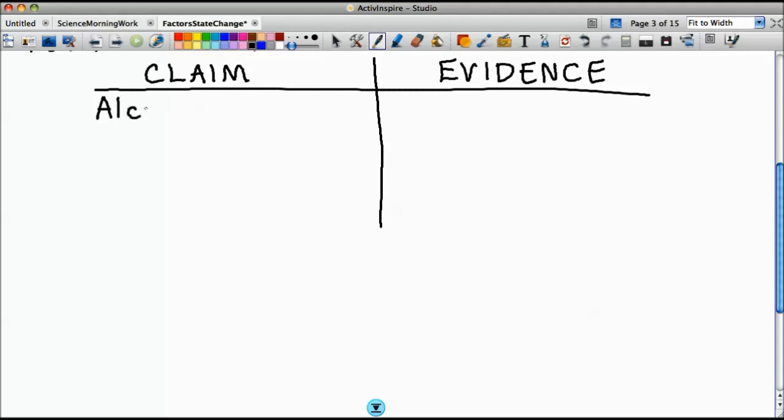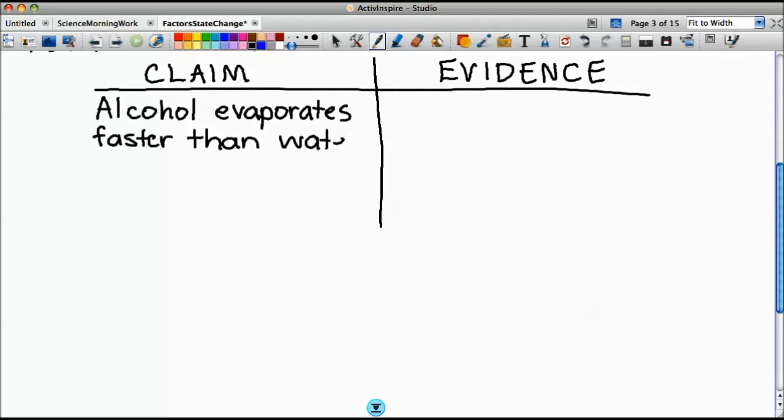Alcohol, based on our experiment, alcohol evaporates faster than water.